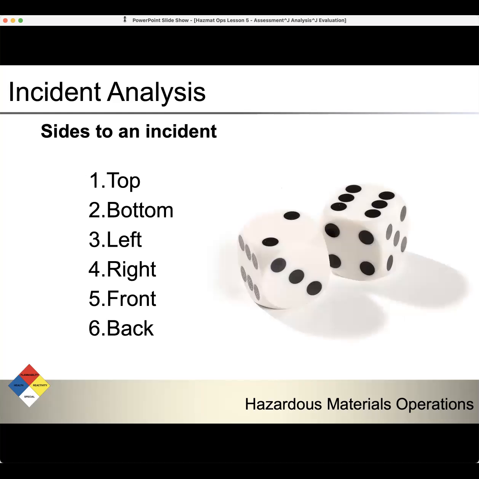Remember, with an incident, there are 6 sides. There's a top, bottom, left, right, front, and back. And we have to think about all those sides. We don't want anything hiding beyond our knowledge and surprise us later. Hazardous materials can be very surprising. We don't want that.